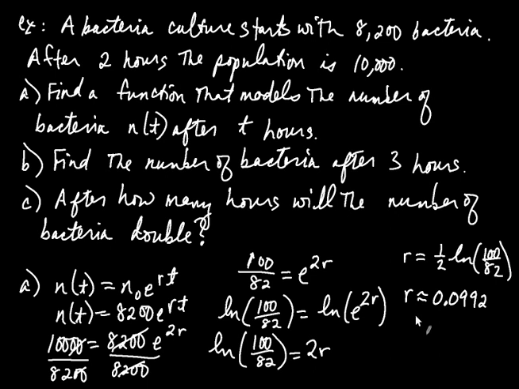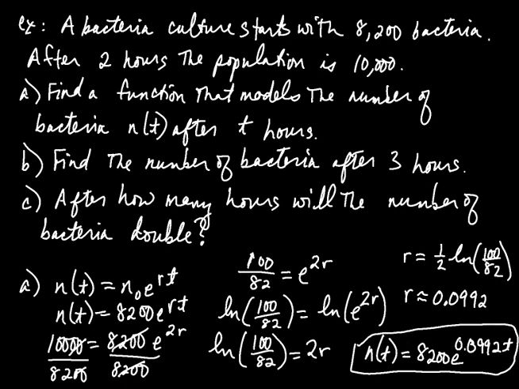And that means that we can take that value of r and substitute it right there, and that'll give us our function. So our function, that is our answer to part A, is this. N of t is equal to 8,200, the starting population, times e raised to rt. So r is this, 0.0992 t. And that's our answer for part A.